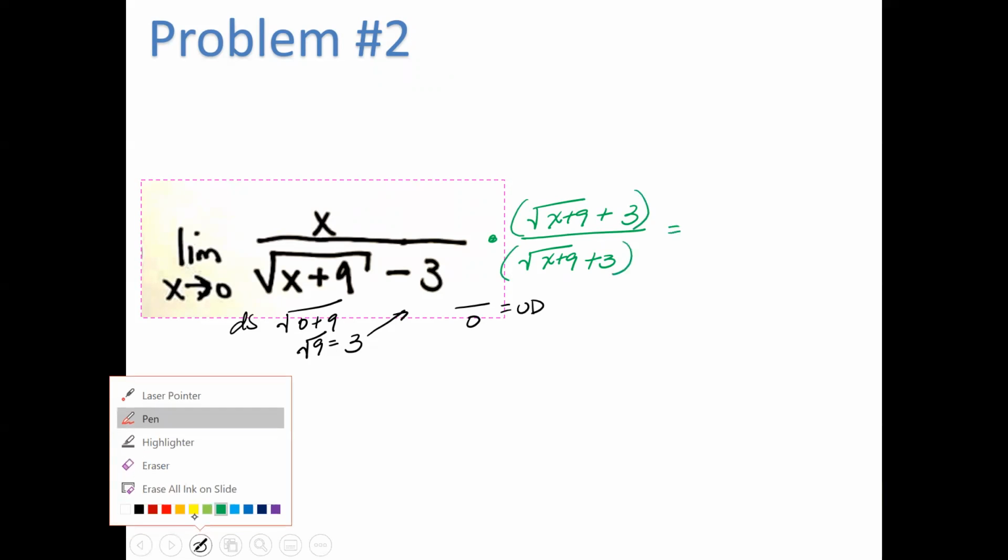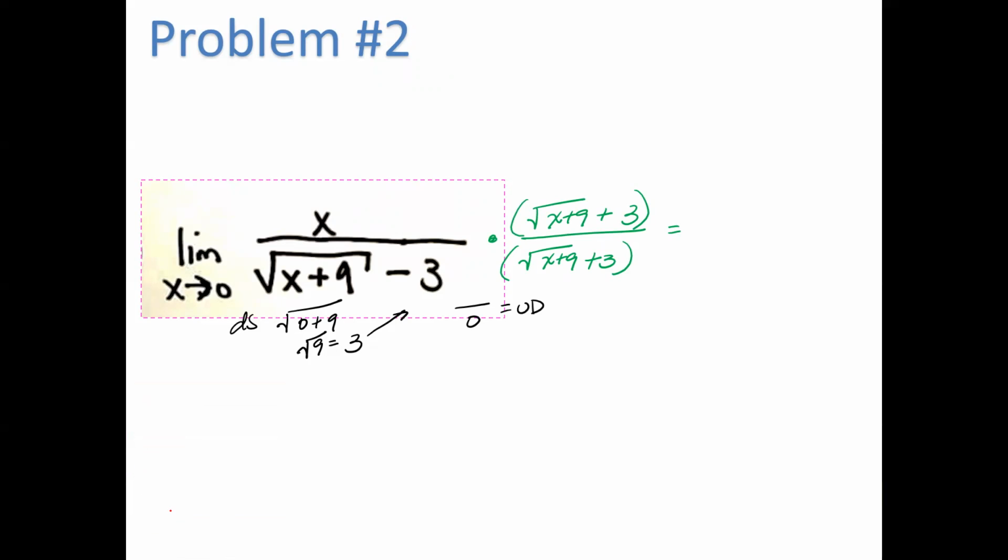So if I go ahead and do that, I will have in the numerator x times the square root of x plus 9 plus 3. On the bottom, you guessed it, you would have to FOIL it. So let's go ahead and do that. FOIL. Okay, so first, the square root of x plus 9 times the same square root of x plus 9. The square root and the square root are going to cancel, and the content inside the square root is just going to be x plus 9.